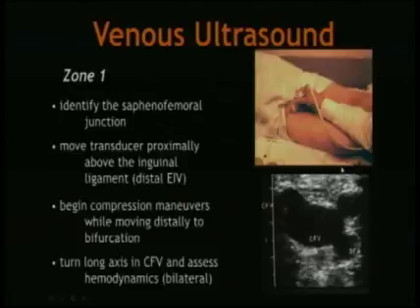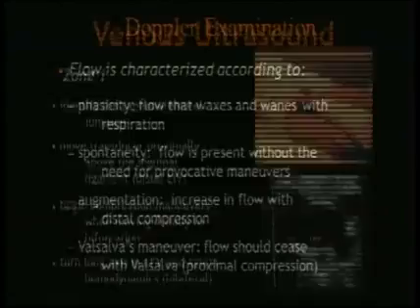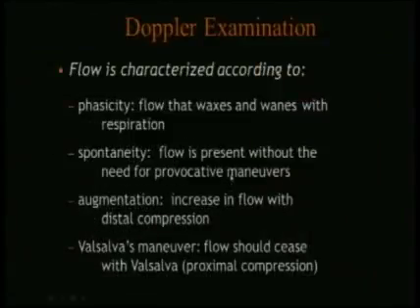I would then turn the transducer to the long axis to assess the common femoral vein for flow dynamics. And this is a part of the examination that should be done bilaterally. What I would do is evaluate the ipsilateral side for flow dynamics, and then immediately go over to the contralateral side to evaluate it as well, not leaving any significant amount of time in between evaluation of the flow dynamics to give the patient an opportunity to change positions or change other parameters that might affect the flow dynamics, and comparison of one side to the other.